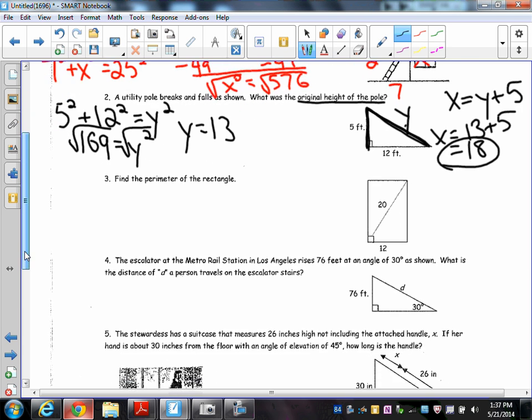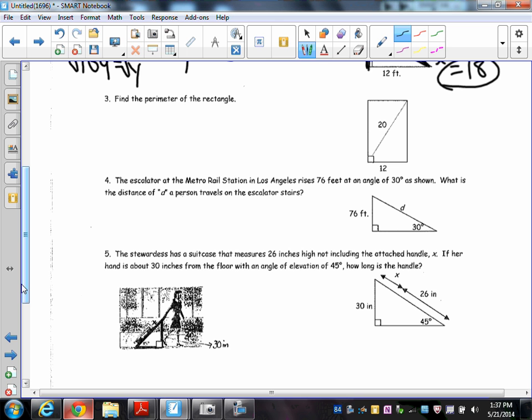So number 3 asks us to find the perimeter of the rectangle. Perimeter of a rectangle is whenever I add up all 4 sides. I know, because it's a rectangle, that the opposite sides are equal. And I'm going to put y again, because y is not my final answer. I'm trying to find the perimeter.